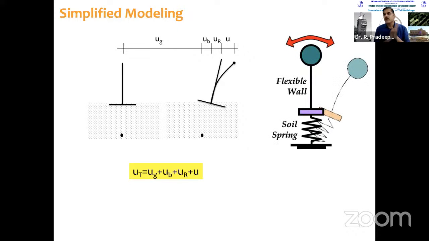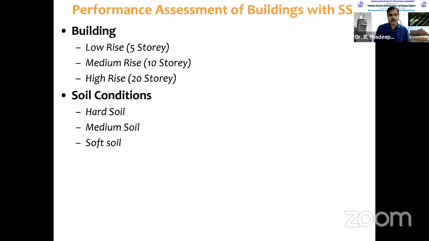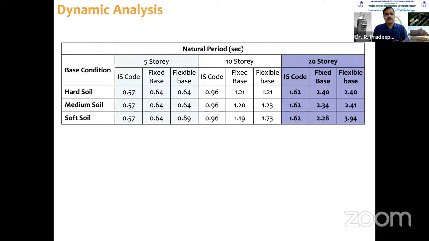Now, how do we model this? We model using springs. Here I am using only a vertical spring, but there are two additional springs, one horizontal spring as well as a rotation spring. Total 3 springs will be there in modeling this. Now, let me show you one case study where we have considered 3 structures, a low-rise, mid-rise and high-rise structure, 5-story, 10-story and 20-story, under 3 conditions: hard soil, medium soil and soft soil. So you can see here the 5-story, 10-story, I'm not discussing much.